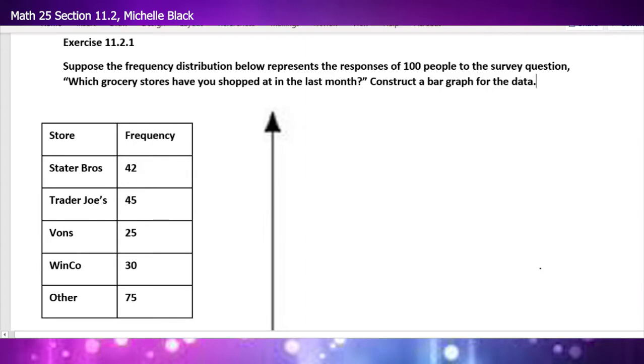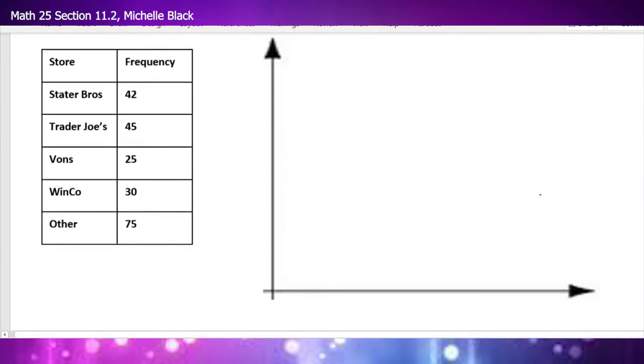Exercise 1. Suppose the frequency distribution below represents the responses of 100 people to the survey question, which grocery stores have you shopped at in the last month? Construct a bar graph for the data. The stores we have are Stater Brothers, Trader Joe's, Vons, Winco, and Other. And 42 people said they shopped at Stater Brothers, 45 at Trader Joe's, 25 at Vons, 30 at Winco, and 75 at some other grocery store. So let's construct a bar graph for this data.